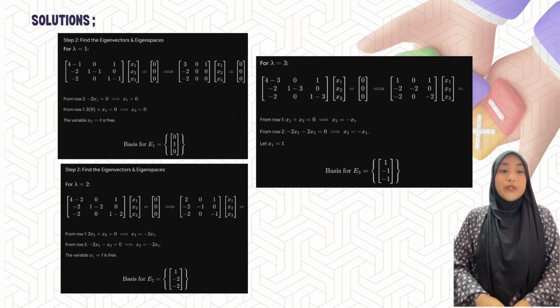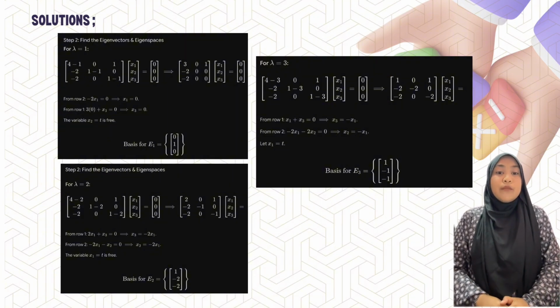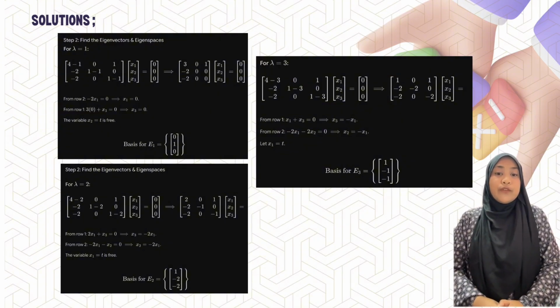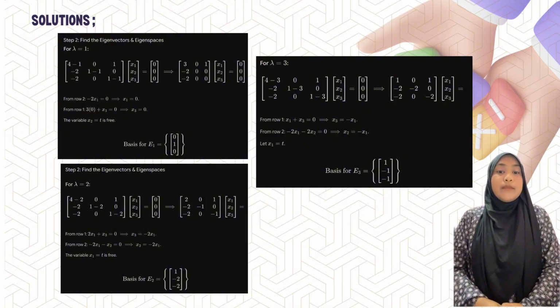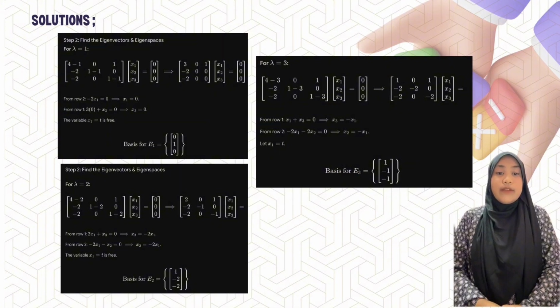Moving on to step 2, we find the eigenvectors by substituting each lambda back into our system. For lambda equals 1, row reduction shows that x2 is our free variable, giving our first basis vector. Following the same workflow for lambda equals 2 and lambda equals 3, we identify x1 as our free variable in both cases, giving us our final two unique basis vectors.